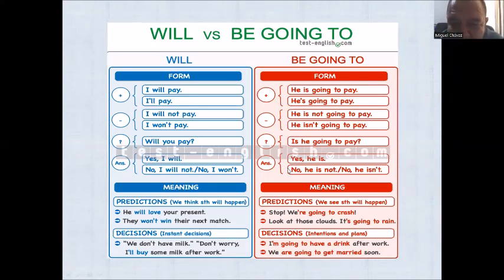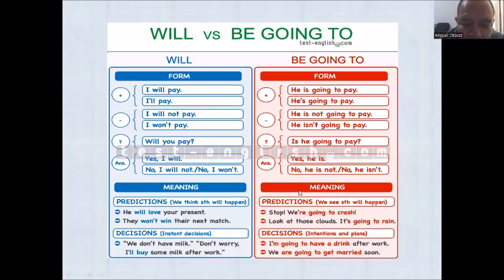And with be going to, the prediction refers to something we see and we think will happen. Stop, we're going to crash. Look at those clouds, it's going to rain.